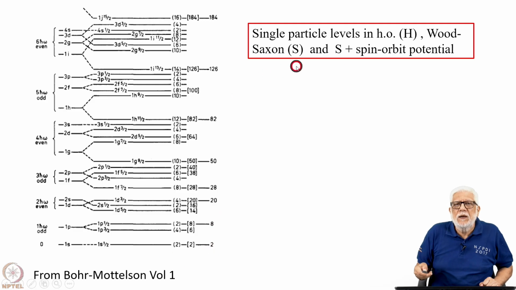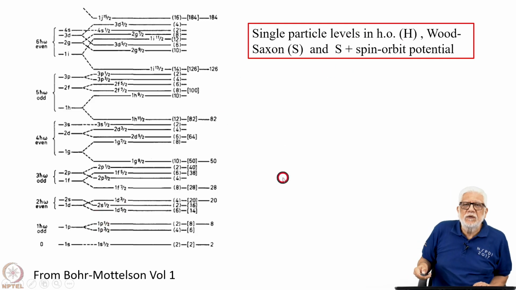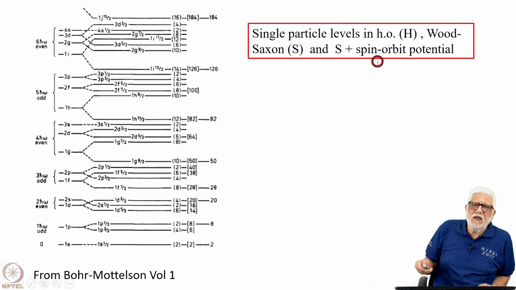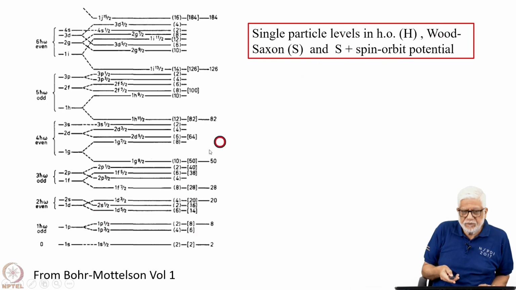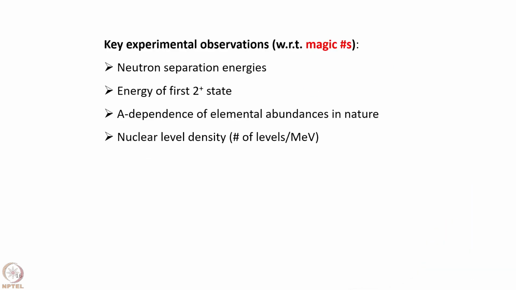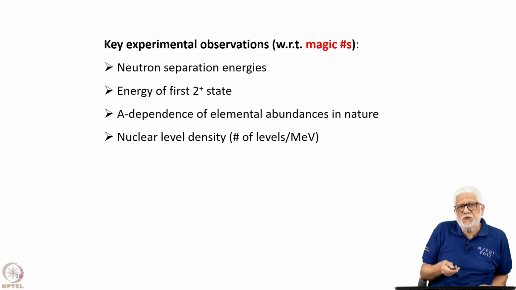So these are single particle levels which you get from the harmonic oscillator, the Woods-Saxon, and the Woods-Saxon plus spin orbit coupling. This is again taken from Bohr-Mottelson volume 1. So the key experimental observations which led to this deduction that if you have to get these magic numbers right, you have to put in a large L dot S coupling.